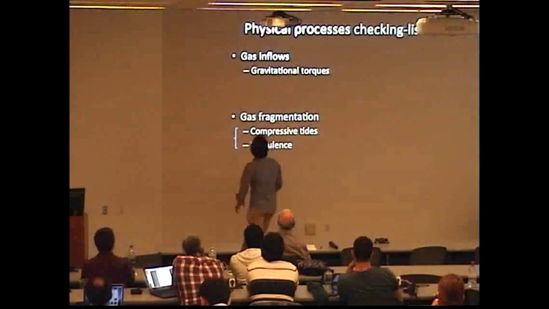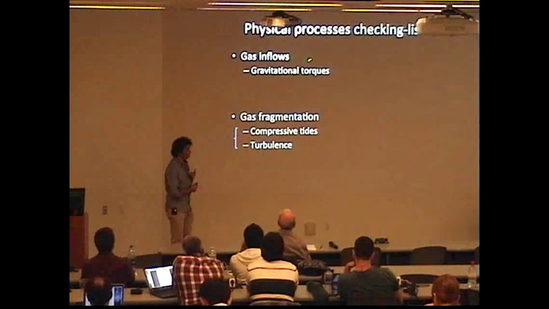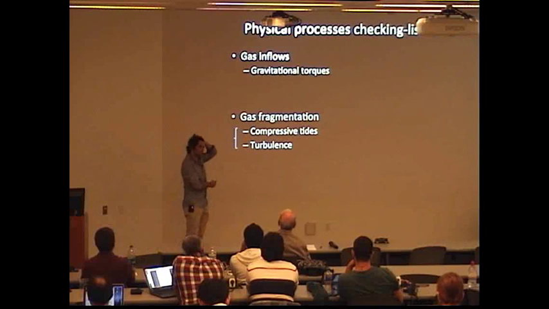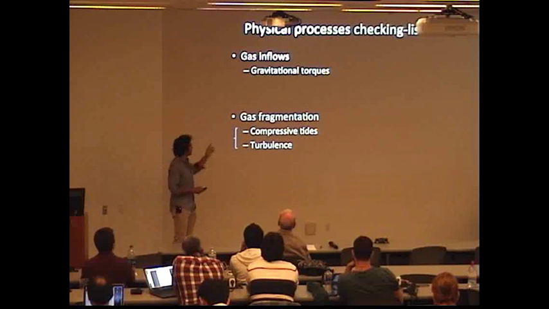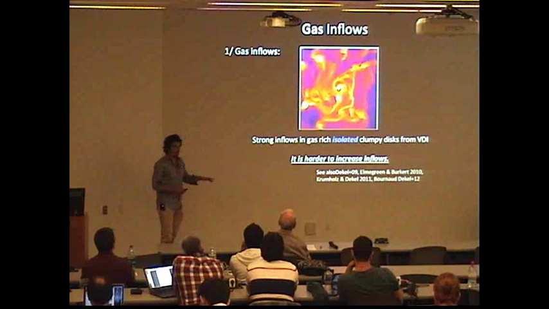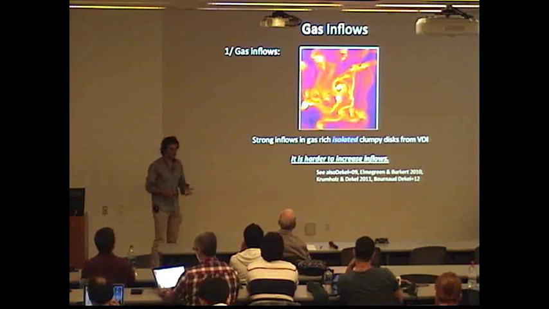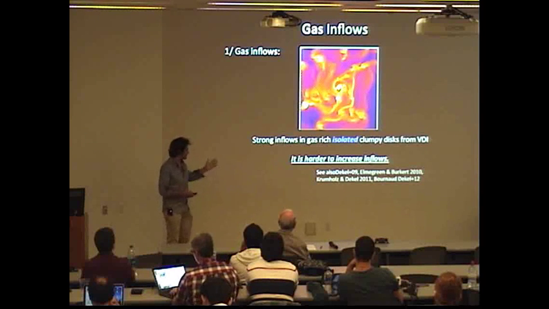All right. So now let's have a checklist of what I told you earlier. We have two processes: gas inflows created by gravitational torques, and gas fragmentation from compressive tides and turbulence. I'm just going to review those two processes and how they proceed in the two simulations. I don't have much time, so I'm not going to enter into details for the gravitational torques, but what you have to remember is that in high-redshift galaxies, you already have a lot of inflows towards the center because of the VDI. And the interaction is not going to increase these inflows inside the galaxy that much. So it's harder to increase inflows.